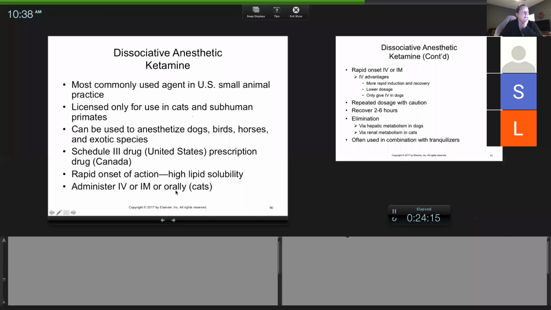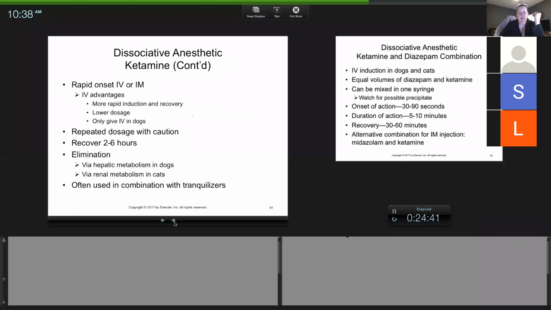IV or IM, you can use it orally in cats. It is not a tablet. You would be squirting the injectable in their mouth. So it's not like a tablet form of it. It's just squirted. It is just licensed for cats and primates, but it is used in almost every species. It can be used for all species.